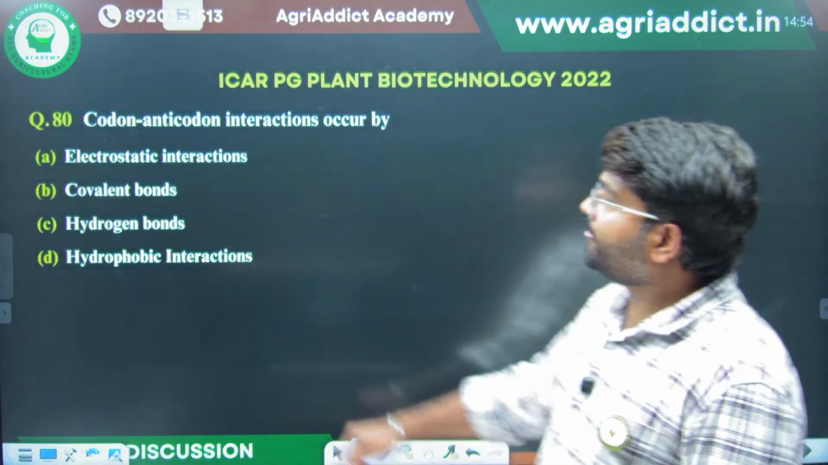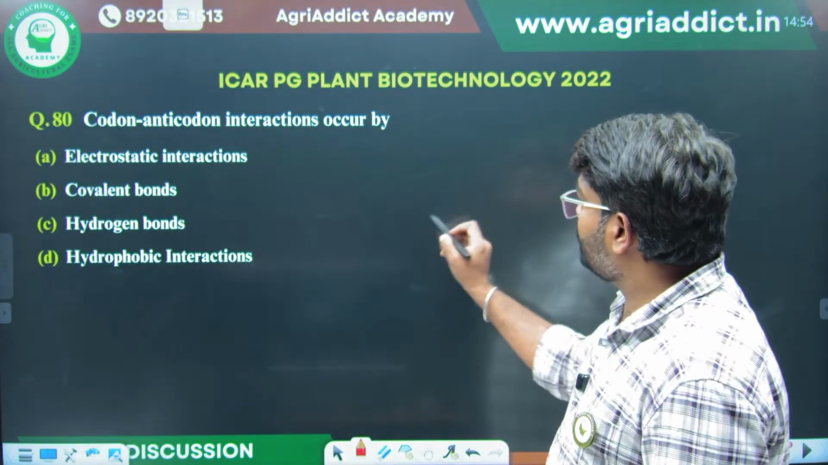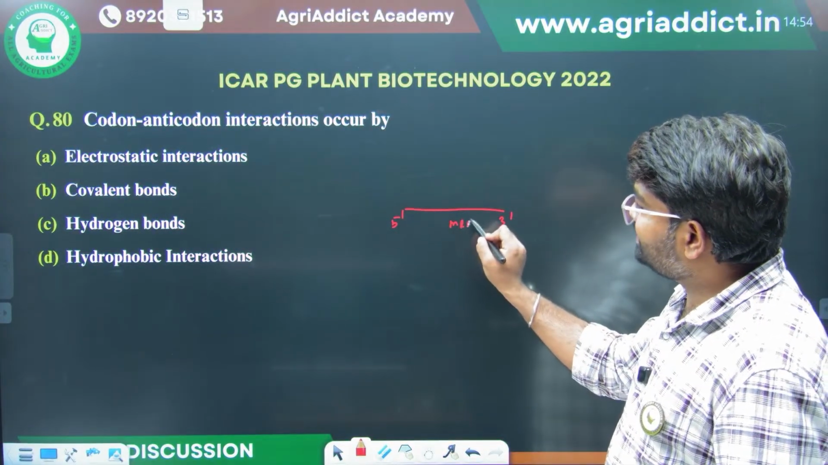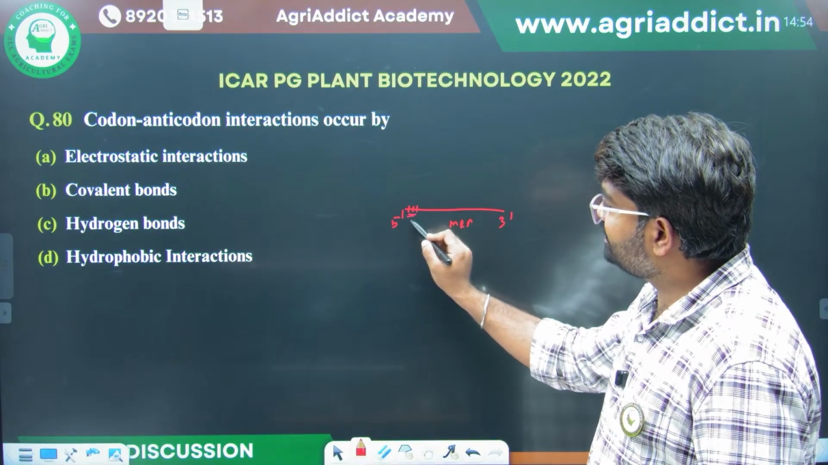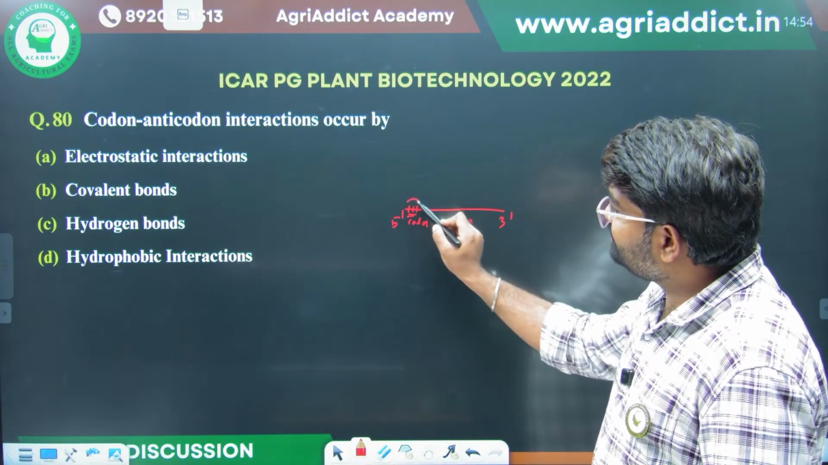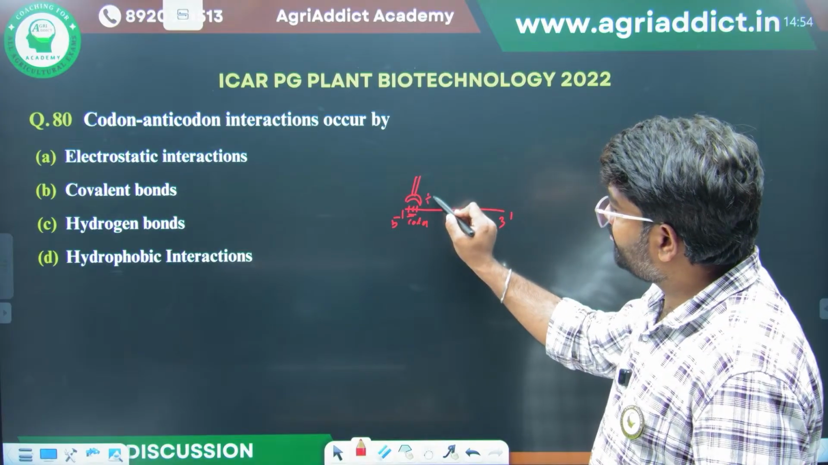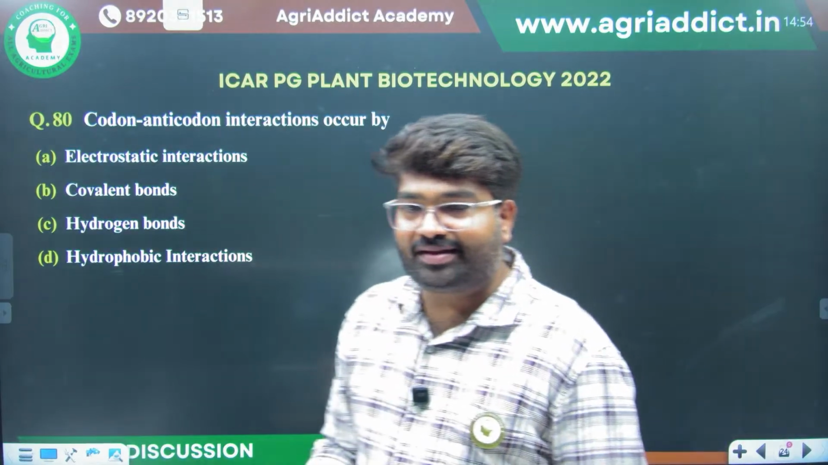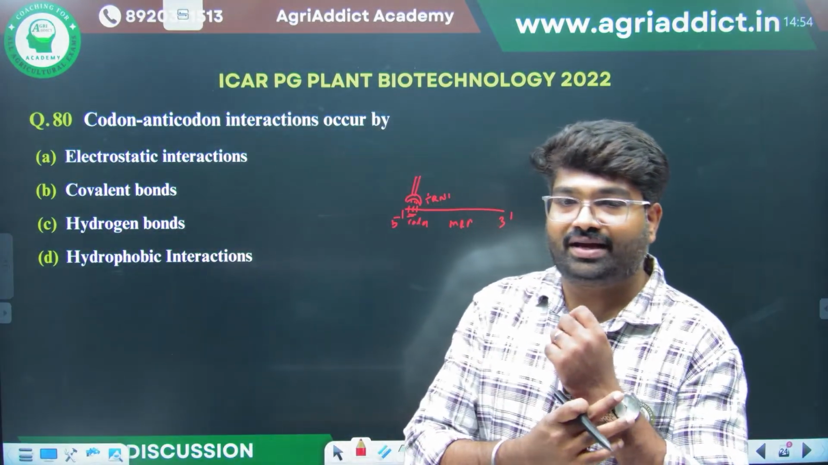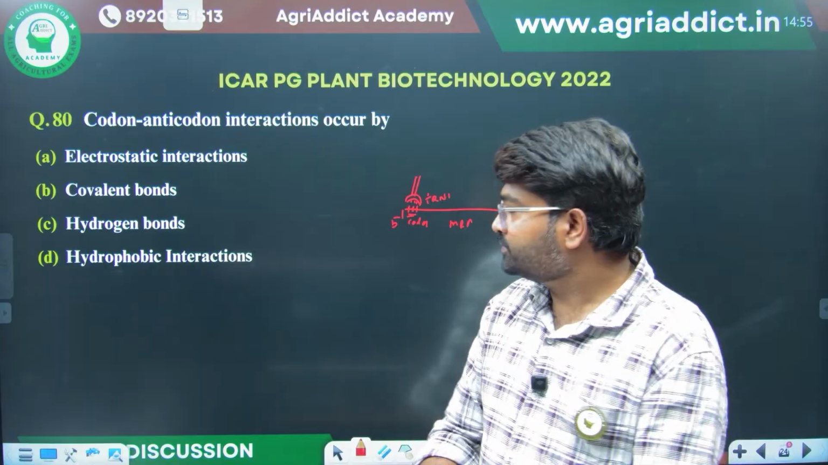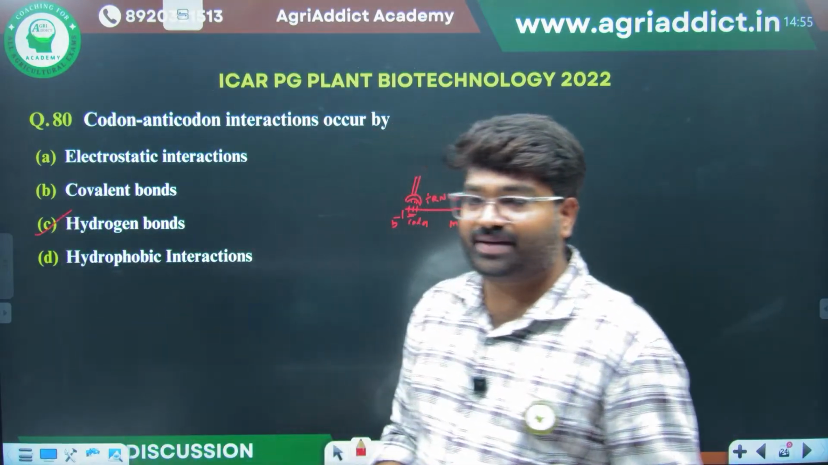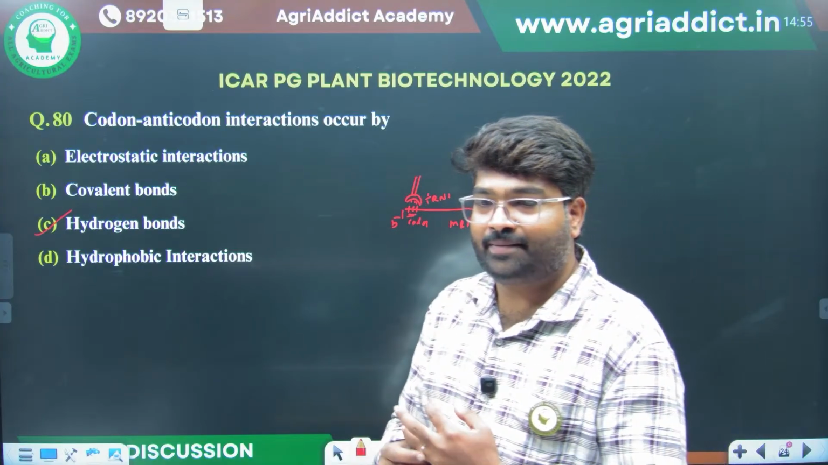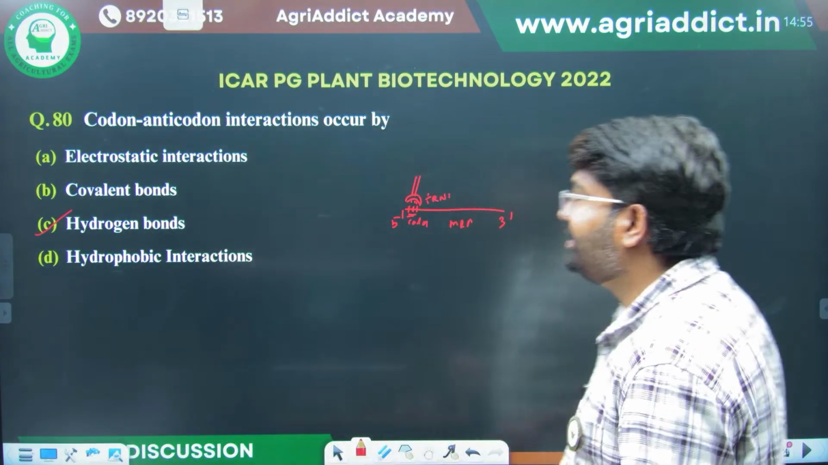Codon anticodon interaction. We know mRNA is there. This will have nucleotides, which we say as codon. This will be bound with a tRNA molecule by codon anticodon interaction. How will this interaction happen? Whether by electrostatic interaction, covalent bonding, hydrogen bonding, or hydrophobic interaction. It will happen by hydrogen bonding, base pairing between the purines and pyrimidines. So hydrogen bonding will happen in the codon anticodon interaction.